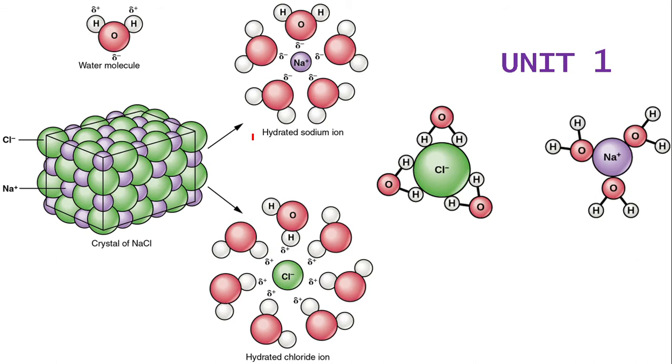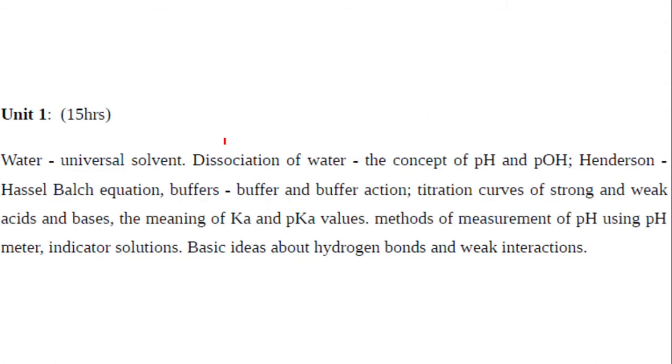We are going to start the second semester classes with Unit 1. This is the syllabus of the first unit in your second semester. It is about water and interactions of water. Of course, you might have studied them in chemistry also, but we are going to study it in a biochemical aspect. And we have the acid-base reactions, and we have the Ka and pK values, and basic ideas about hydrogen bonding and interactions, etc. Because all those things are applicable in a biochemical system as well.